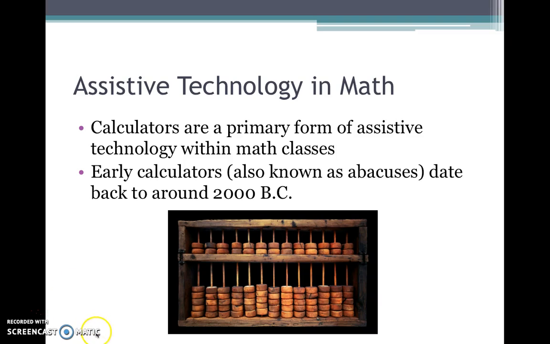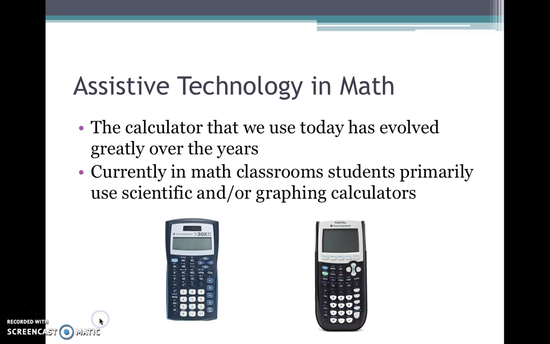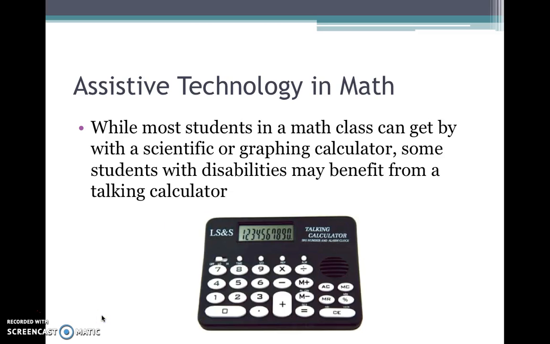Currently, though, most of the calculators we use in the classroom are primarily scientific and/or graphing calculators. Now, scientific calculators are primarily used for lower level math classes, where you'll see the graphing calculators used in classes like trig, pre-calc, and calculus. So when we want to think about assistive technology, the calculator itself can be considered assistive technology. But most students in math class can get by with a scientific or graphing calculator.